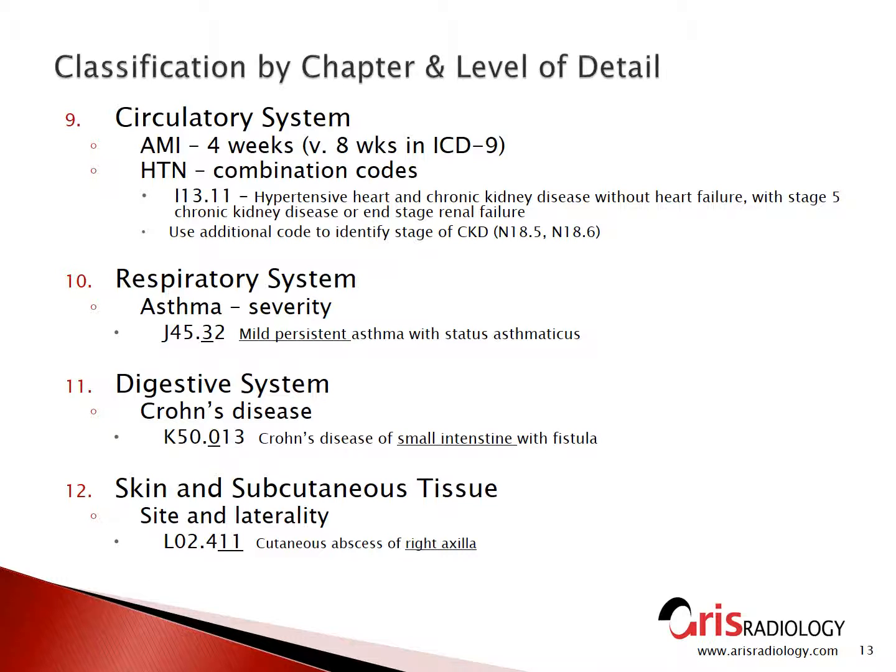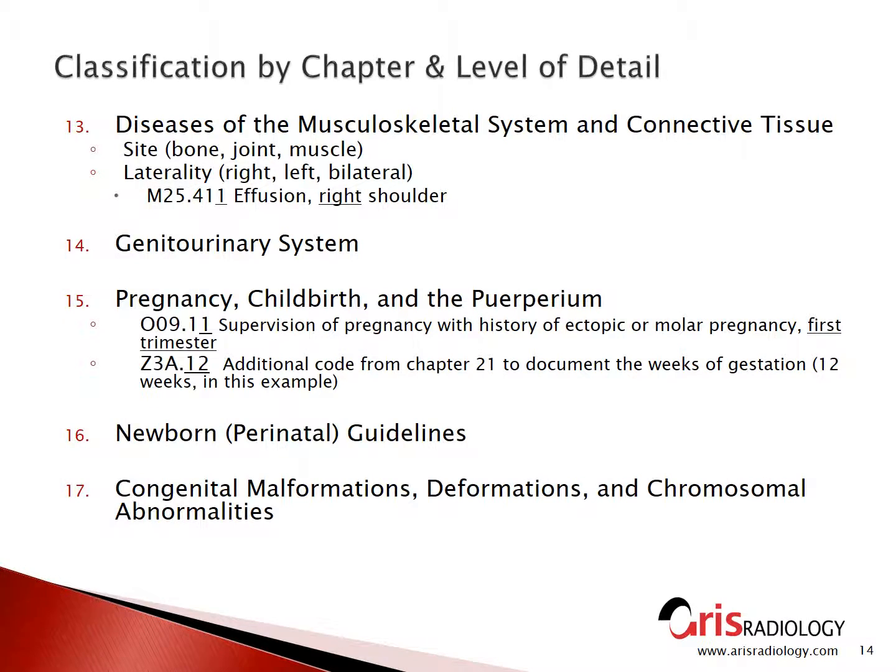Chapter 12, Skin and Subcutaneous Tissue. Again, codes include site and laterality, as in cutaneous abscess of the right axilla. Chapter 13, Diseases of the Musculoskeletal System and Connective Tissue. Not surprisingly, site and laterality are specified in the codes. Chapter 14, the Genitourinary System. Chapter 15, Pregnancy, Childbirth, and the Puerperium.